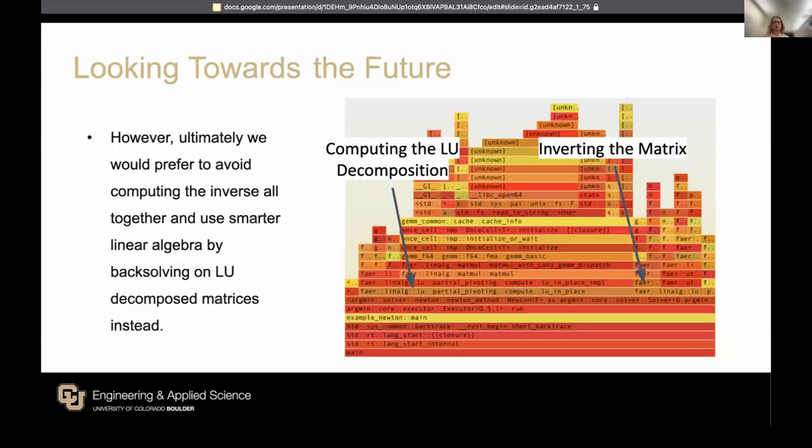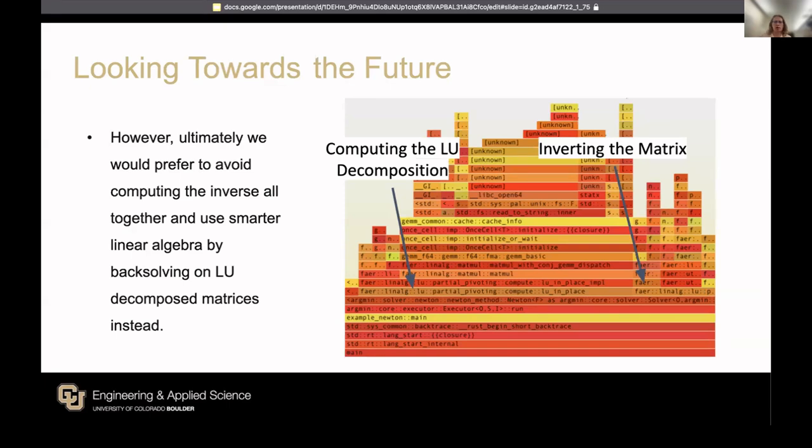And looking towards the future, in these Newton steps, we would prefer to not compute the inverse of the matrix. We'd rather just back solve on an LU decomposed matrix. And I've got a couple flame graphs I'll show you here that depict why maybe we don't want to do that. This is the one you're seeing right now, the flame graph, which is just an output of what the CPU is doing, and the width is proportional to how long it was running.